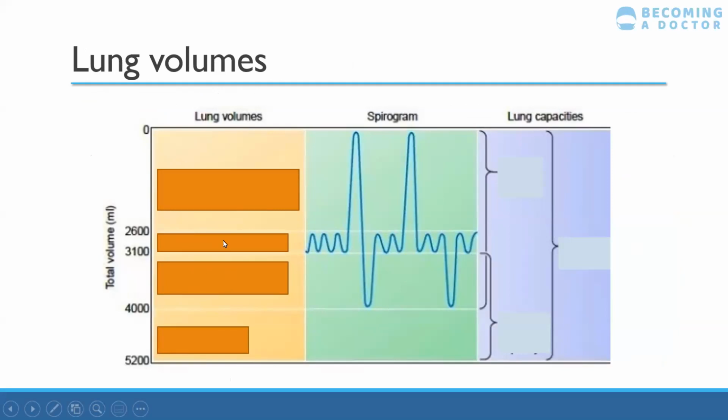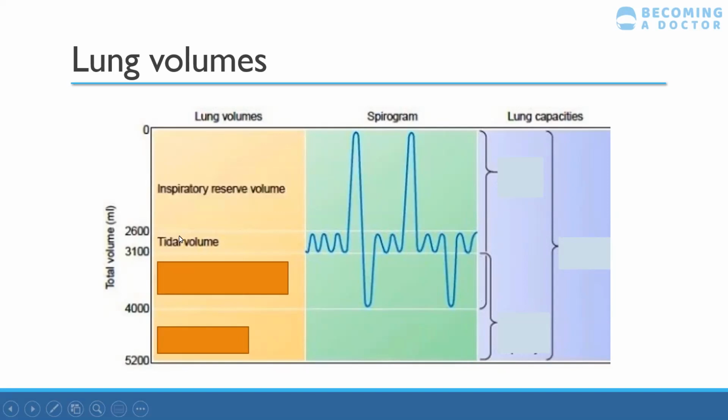So when I think about lung volumes, I think of them as 4 volumes that are stacked up on top of each other. So you've got tidal volume, and that's just the volume of air inhaled or exhaled in a normal quiet breath. So that's if you're not exercising, you're just sitting and breathing, you get tidal volume, and that's around 500 milliliters in the average person.